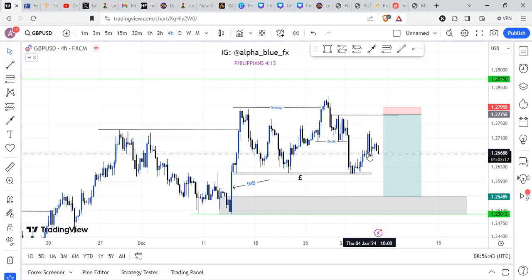So having explained how you can read and understand what the NFP data is and how it affects the market, now I'm going to show you how to trade it.